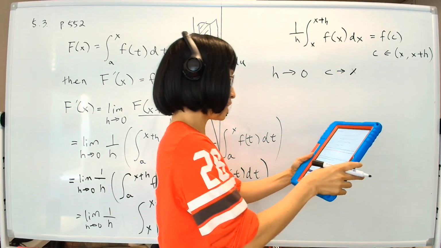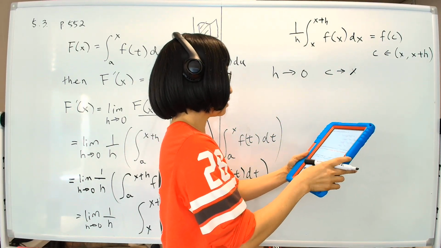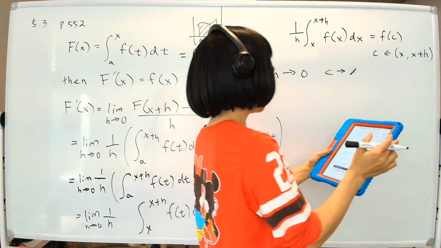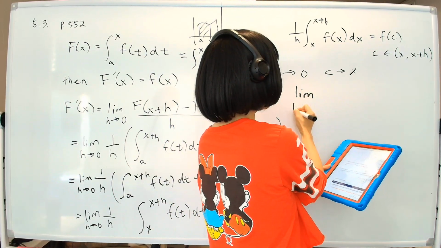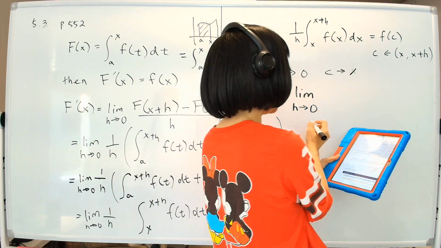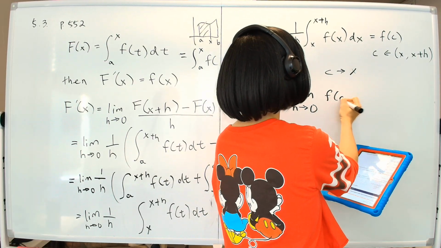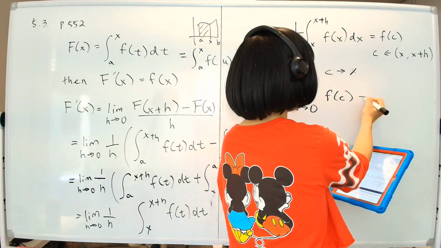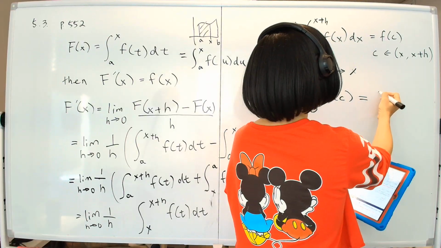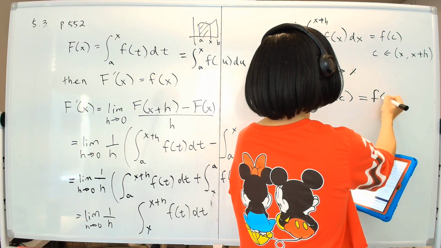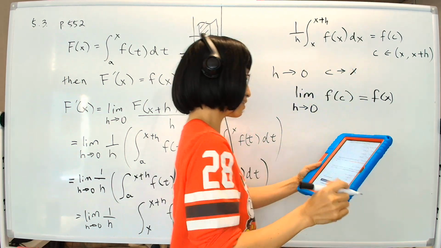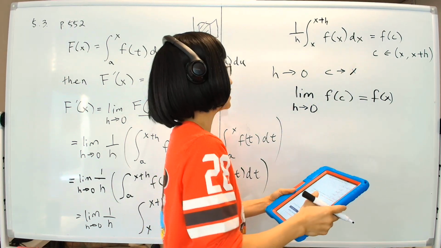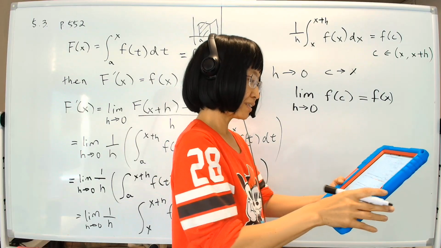And what does that mean? It means that the limit as h approaches 0 of f of c will be f of x, because as h approaches 0, c approaches x, so it all goes there, and f is continuous. F has to be continuous for this to work.